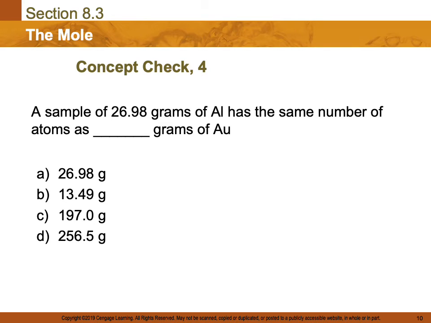In this slide, we have a sample of 26.98 grams of aluminum, and we want to know how many grams of gold has the same number of atoms as 26.98 grams of aluminum. If you look on your periodic table, you will see that 26.98 is the atomic mass of aluminum. 26.98 grams is the molar mass of aluminum. So we need to find what the mass of gold is on the periodic table, and that will give us the right answer. And if you look on your periodic table, the mass of gold, that is the molar mass of gold, is 197.0 grams. So that is the correct answer.